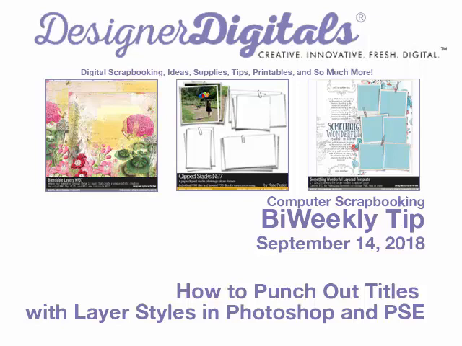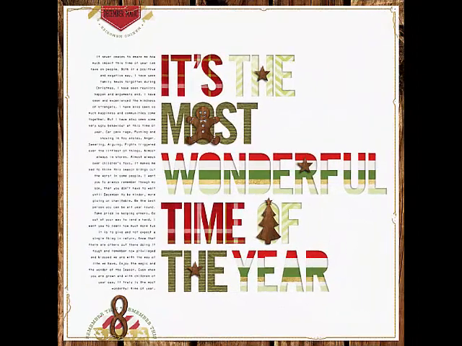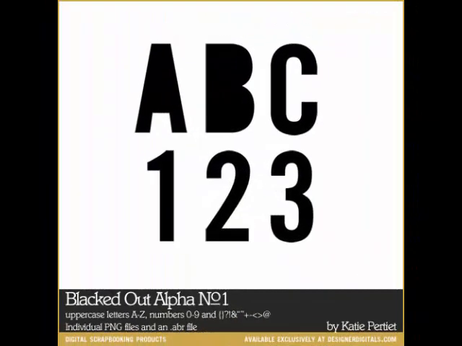This week, how to punch out titles with layer styles in Photoshop and Elements. In the previous tip, we explored two ways to punch titles from background paper by erasing or deleting the title letters. That method is perfectly acceptable and easy, but it's the digital equivalent of using a craft knife to cut out the title. Once those cuts are made, you can't move the title around without redoing some of your work. So this week we'll walk through a less destructive method for getting the punched out effect.